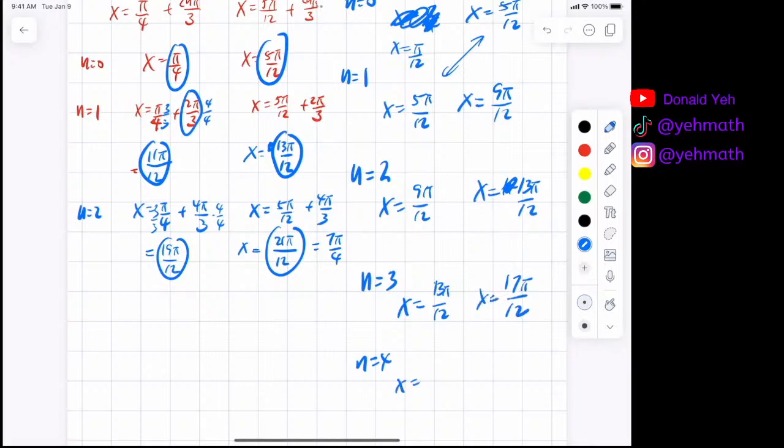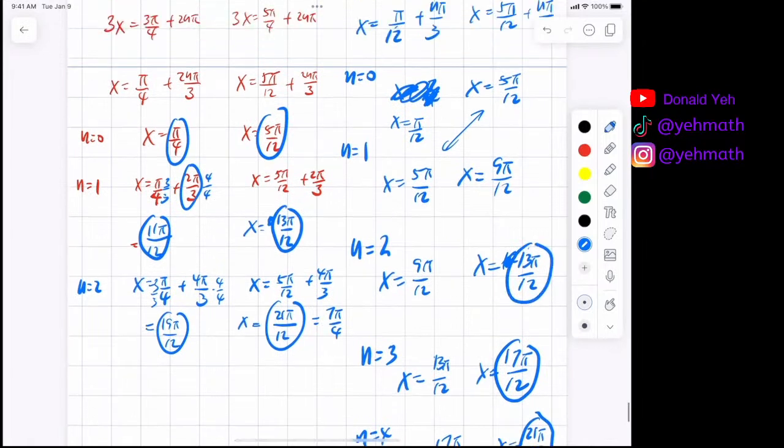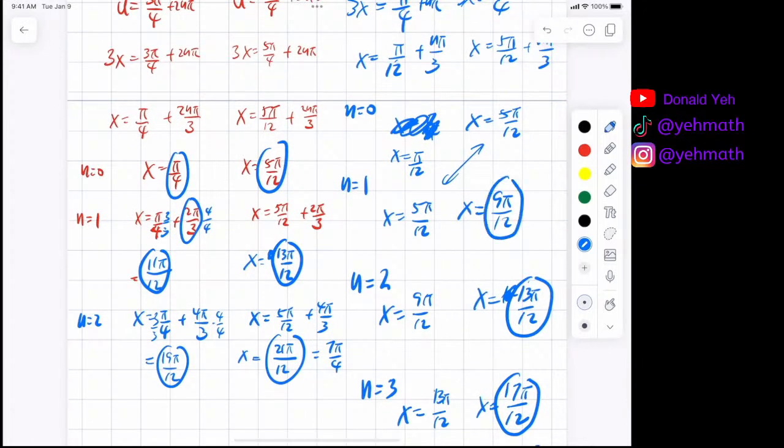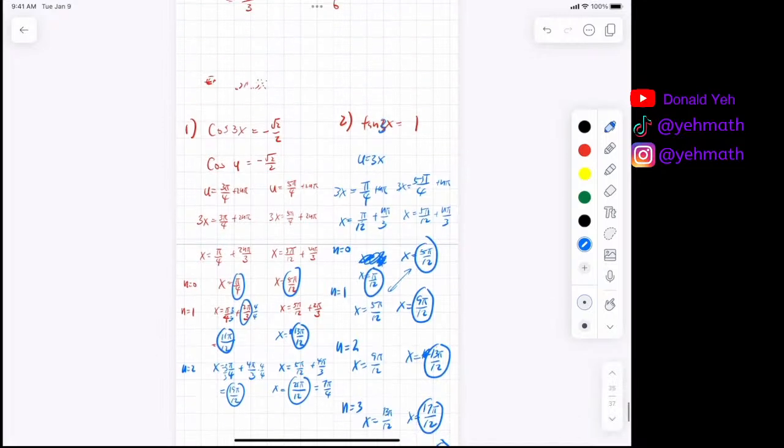And I keep on going. 17 pi over 12. You see the pattern? Now n equal to 4, so it's 21 pi over 12. So you got 1 answer, 2 answers, 3 answers, 4 answers, 5 answers, 6 answers. The other ones are repeated. Tangent, only tangent has the same issue like this, repeated. You have to cross them out. And yeah, that's going to be it.